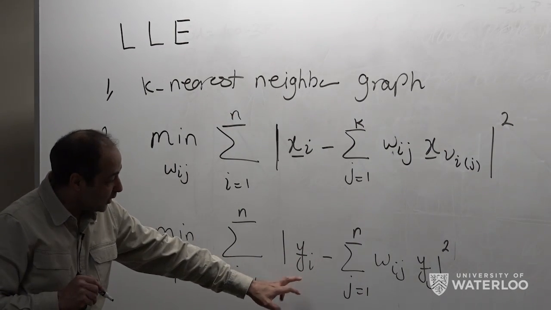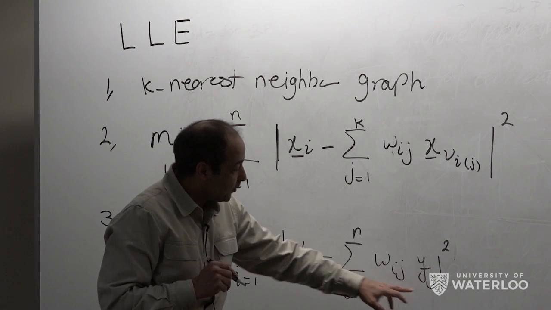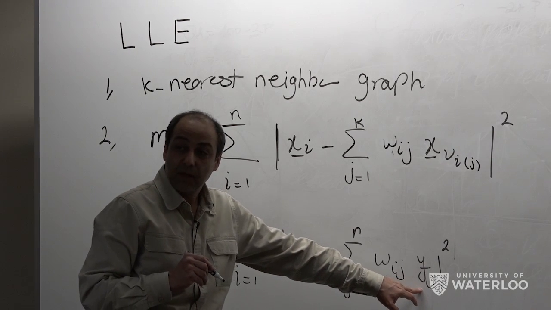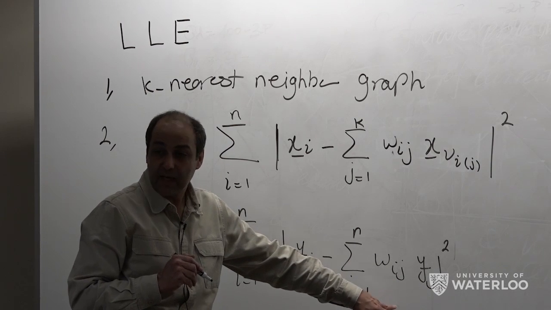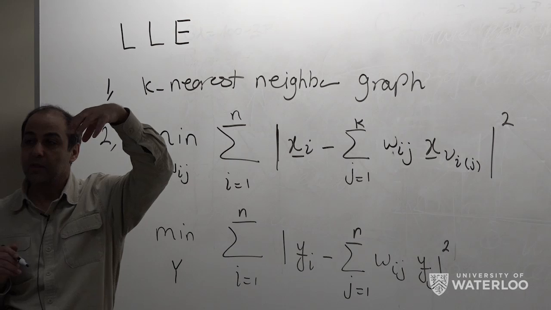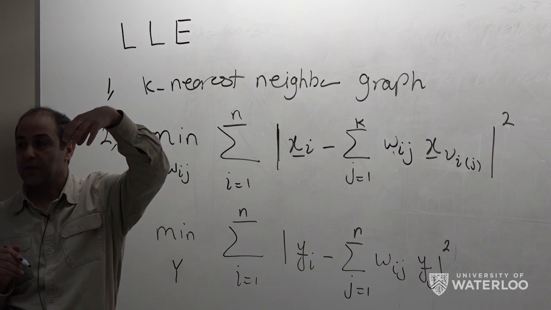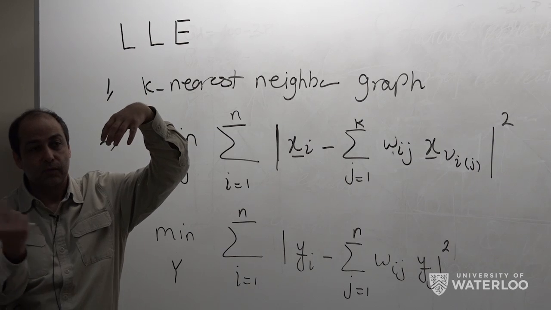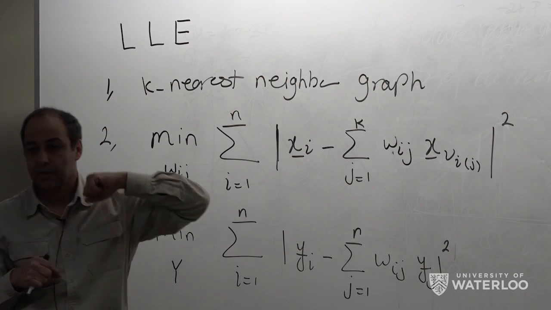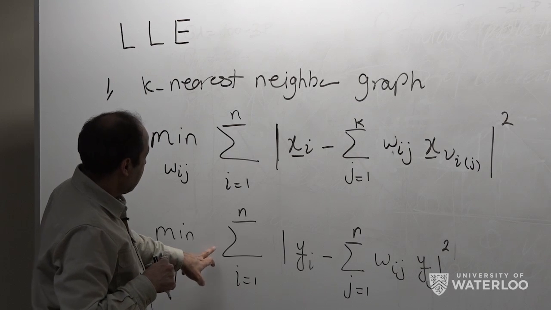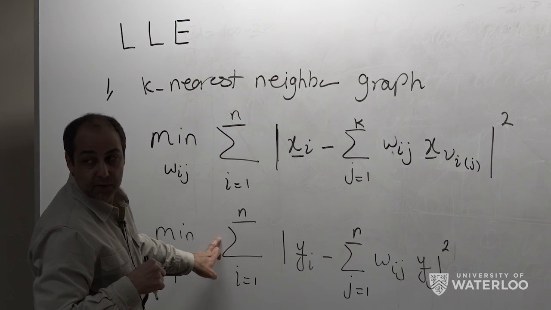In lower dimensional space, I want to have a representation of points such that each point can be reconstructed by its k nearest neighbors with exactly the same set of weights. So basically, locally, we preserve the geometry of the data by preserving the weights that each point used to be reconstructed. Okay? So we know how to solve this one. Let's just see how we can handle the second objective function.